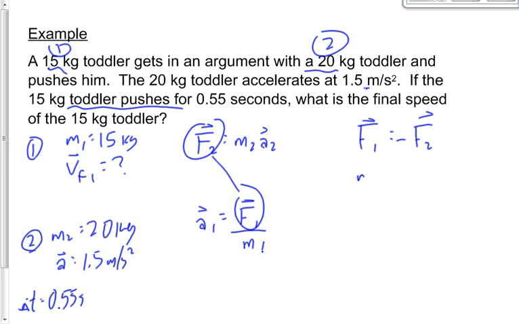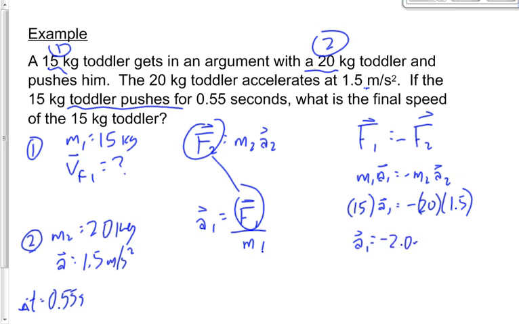All right, now let's say M1A1 equals negative M2A2. M1, 15. A1, don't know. Negative 20 times 1.5. That's going to give me 2, I think. Negative 2.0. Hey, that's not what I'm looking for, though, is it? I don't want to know what A is. Why did I find A? Three words: because I could. That's why I found A. Because I could.